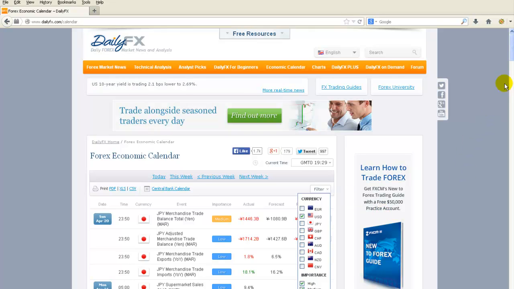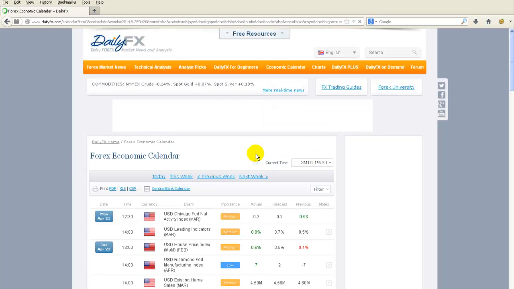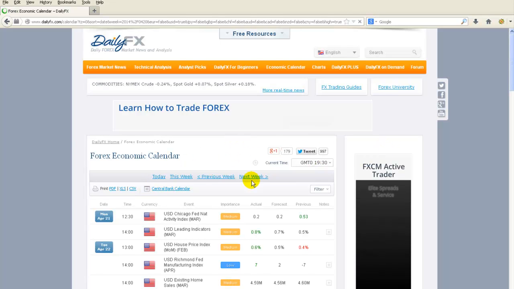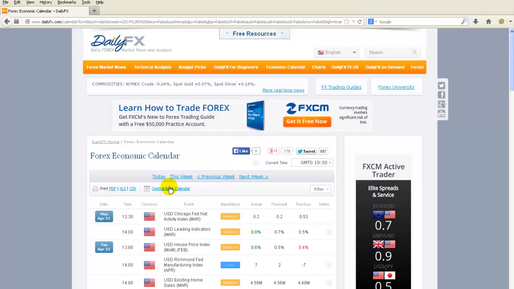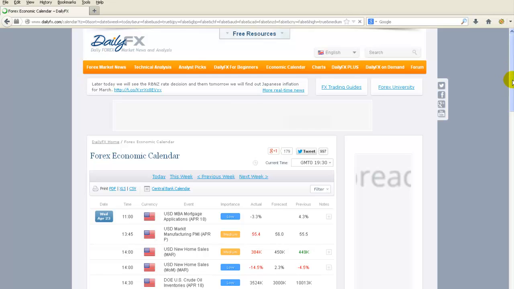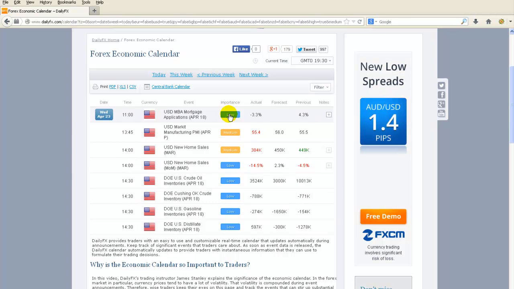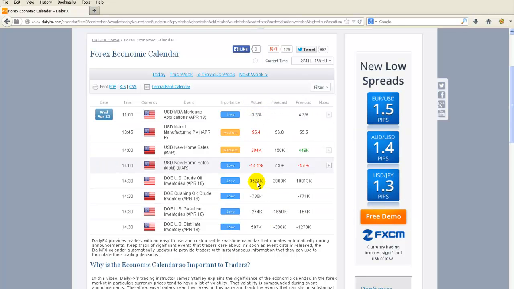And apply the filter. And then I save that so I don't have to go through that step every day. Just save this page after you do the filter, and then click on today, and that will pull up the today stuff. You can see right here, it gives you all the news items. It tells you whether they're low, medium, or high, and it'll give you the forecast, and once it comes out, it gives you the actual, and it'll tell you the previous as well.